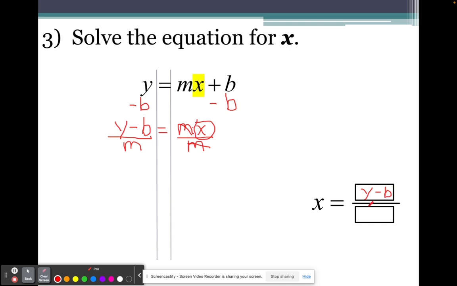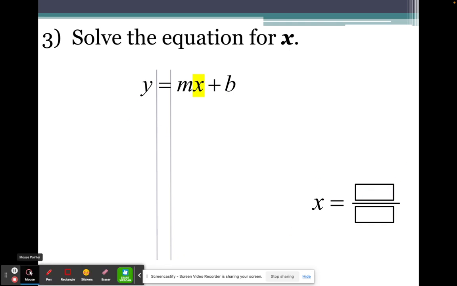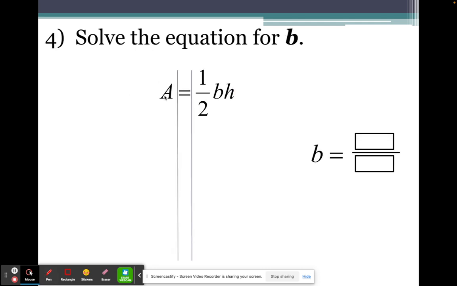You'll be surprised how often you will be doing this type of manipulation in the very near future. Let's try another example. Here I have area equals 1/2 base times height. This would be, again, the area of a triangle. We want to solve for b.